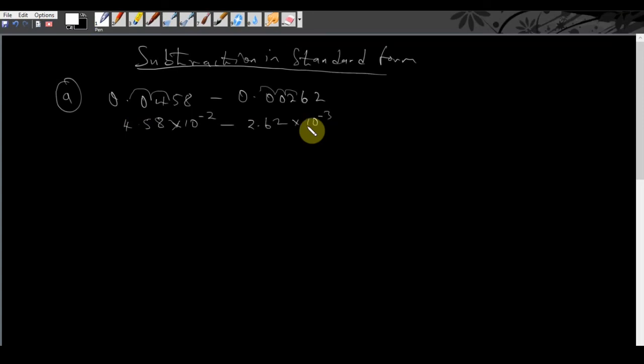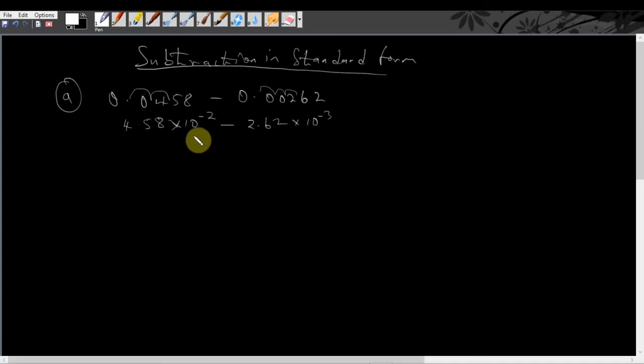You can't add these two because their powers are not the same. Do the same thing we've been doing previously. Which one can we now reshuffle? Now you can make this one become 10 to the power of minus 2. How? You are no longer going to begin from this 2 point. Begin from this place, which is 0.262 times 10 to the power. If you begin from this place, you have now 1, 2, which is minus 2.